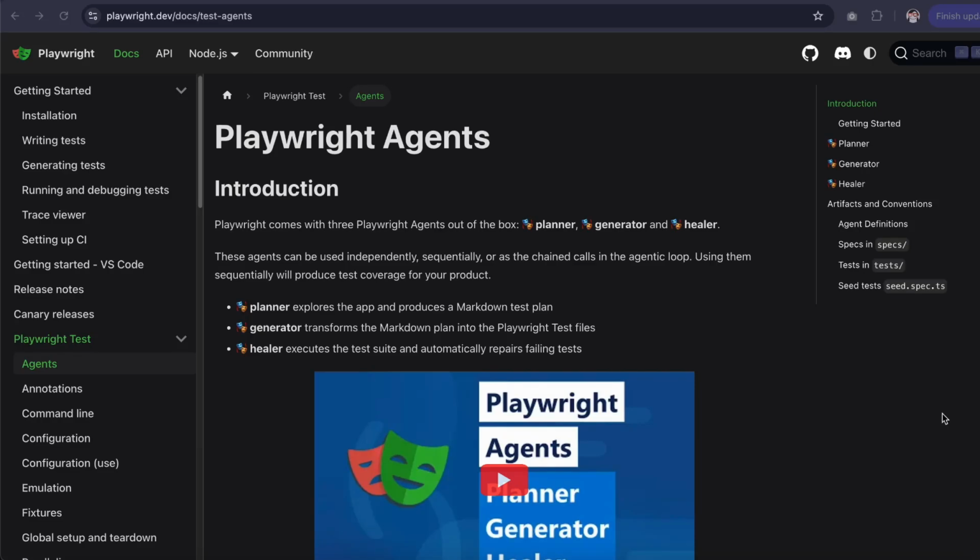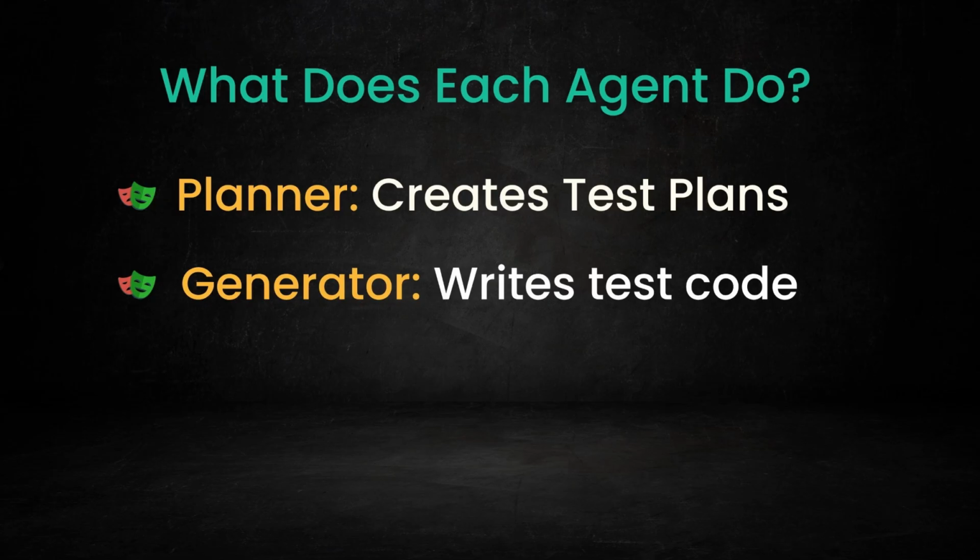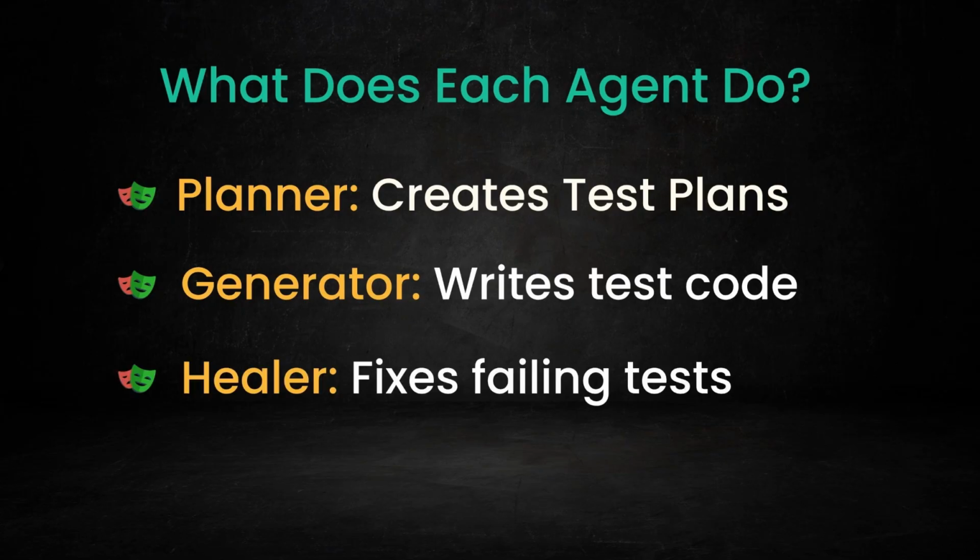Playwright now includes 3 built-in agents out of the box: Planner, Generator, and Healer. Planner explores your app and produces a Markdown-style test plan. Generator takes that Markdown plan and turns it into Playwright test files, verifying selectors and assertions as it goes. Healer runs the generated tests and automatically repairs failing tests.